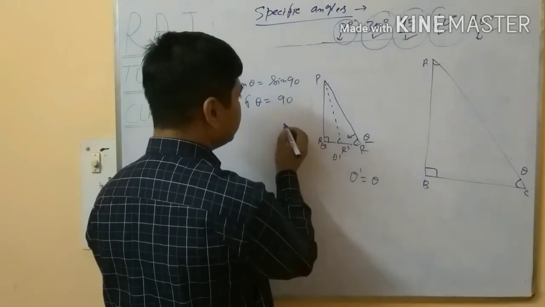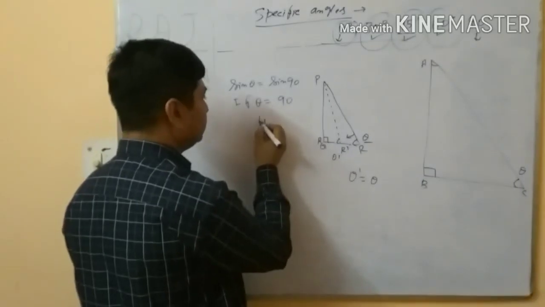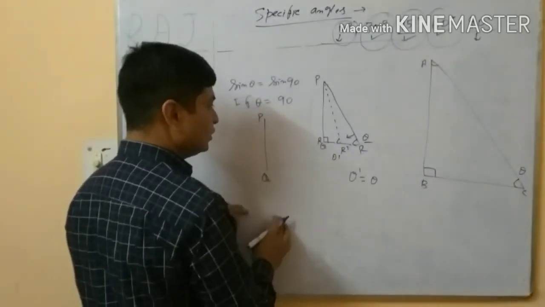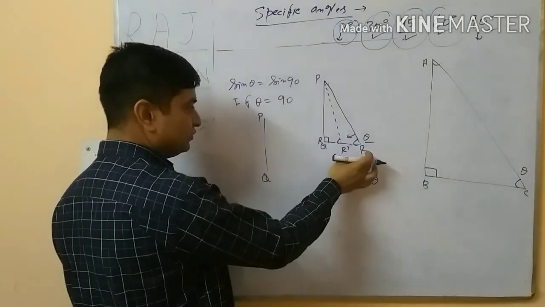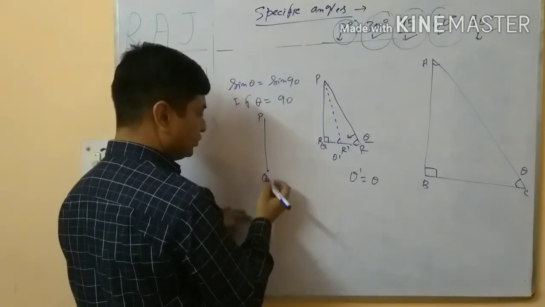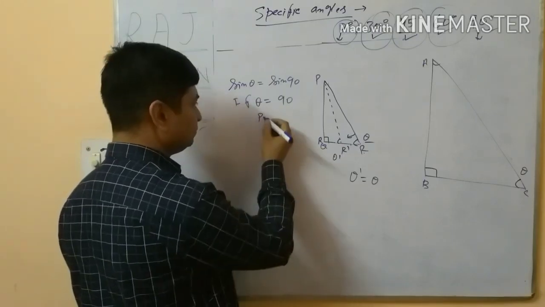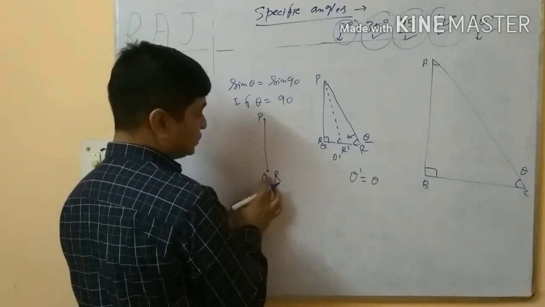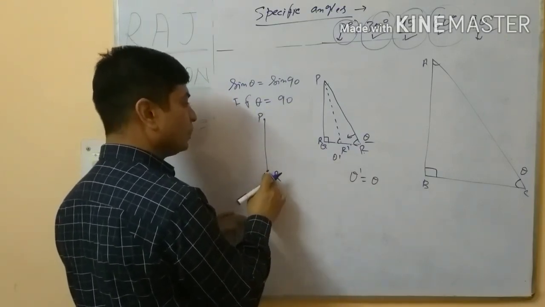So the situation will become like that. That is P, that is Q. And to make this angle theta 90 degrees, I have to shift R over Q. So Q is a point and R is also a point, which are coinciding on each other. And the angle is now 90 degrees. So angle R now becomes 90 degrees.